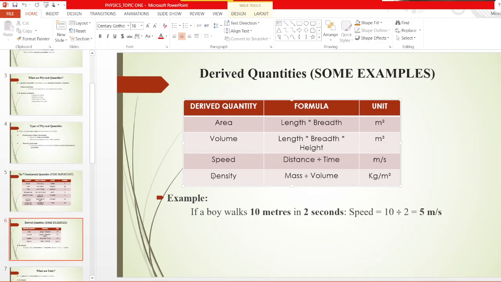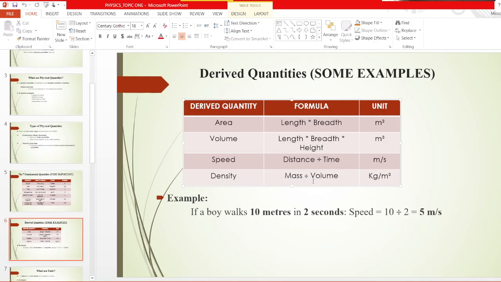Density is a derived quantity. Any quantity that has two or more fundamental quantities. And look at it. We have mass, which is a fundamental quantity. We have volume, which is a derived quantity, and the formula to calculate it is kilogram divided by meter cube. Remember that mass is measured in kilogram, and volume is measured in meter cube. So we're having mass divided, kilogram divided by meter cube.